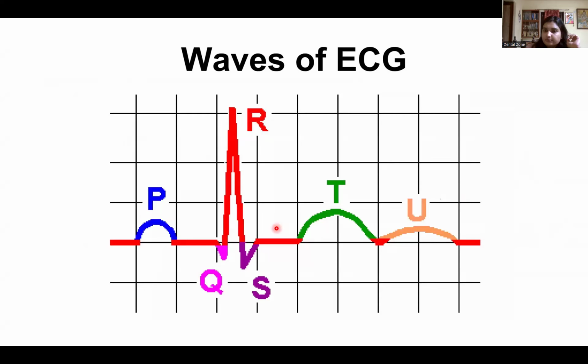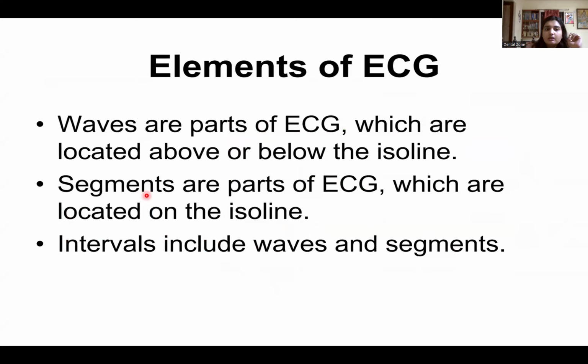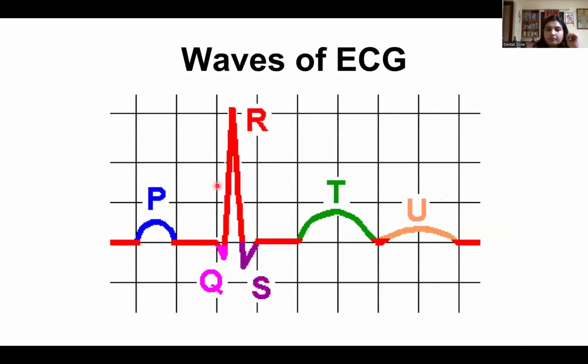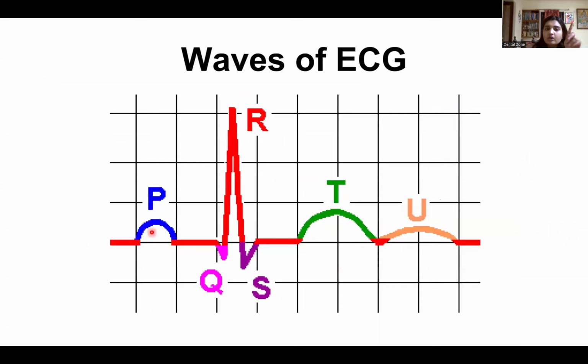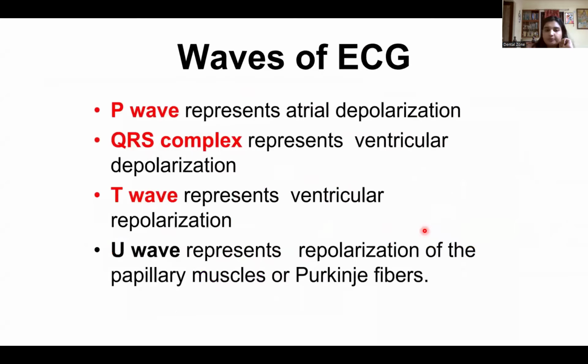These are waves, right? Segments are parts which are located on the isoline. See, this one, it is a wave. This is an isoline. Now, waves of ECG consist of the P wave, QRS complex, T wave, and U wave. As we saw over here, P wave, QRS complex, T wave, and U wave.